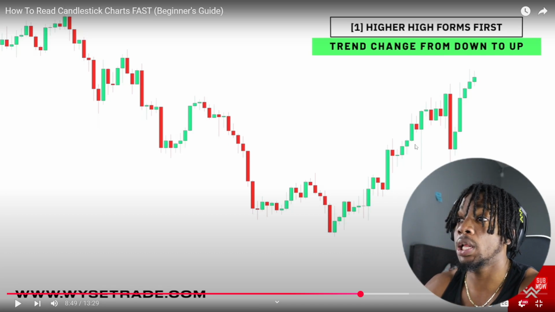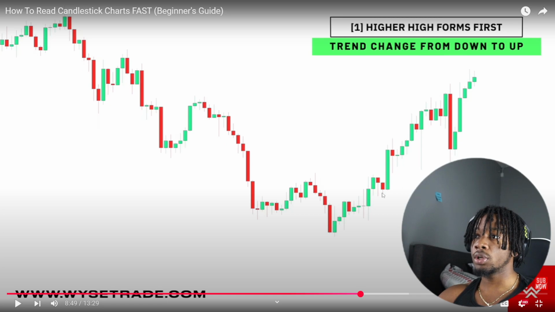Okay, so that's basically how I trade. I don't focus on every single candle individually. I just look at the trend in my leg, wait for a pullback, take it up.